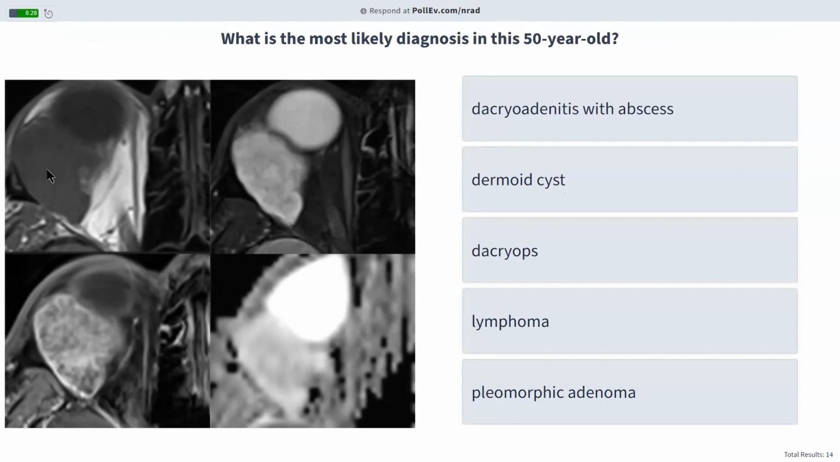This is an axial T1 image without fat suppression. This is an axial T2 with fat suppression. This is an axial T1 post-contrast with fat suppression. This is an ADC map.